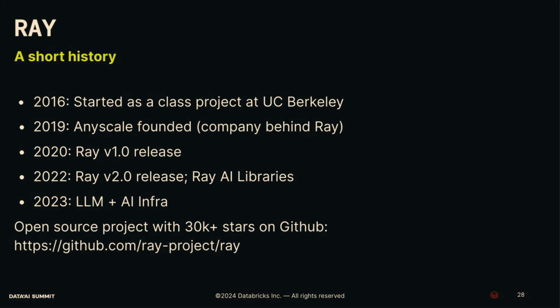In 2020, Ray version 1.0 was released. 2022, two years later, 2.0 was released and introduced the Ray AI libraries. I will get into the detail of what the Ray AI libraries are. And in 2023, the Ray community built a lot of improvements around LLM and AI infra. Ray as an open source project already has 30,000 stars on GitHub and hundreds of contributors across the world.